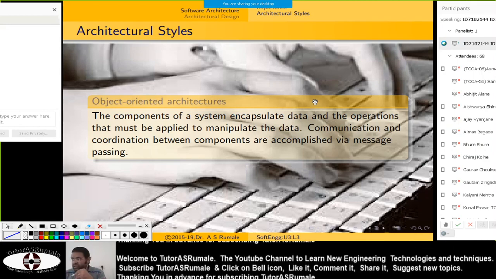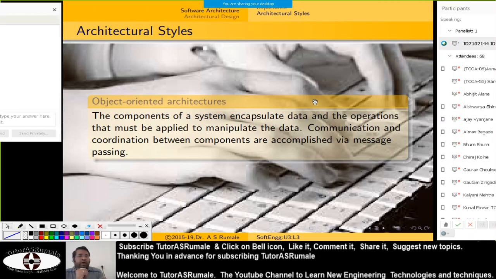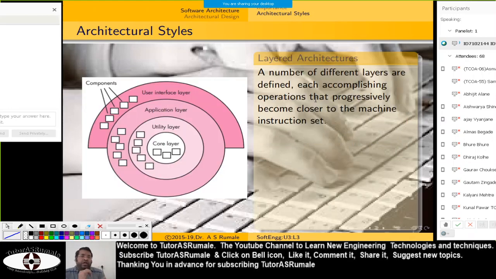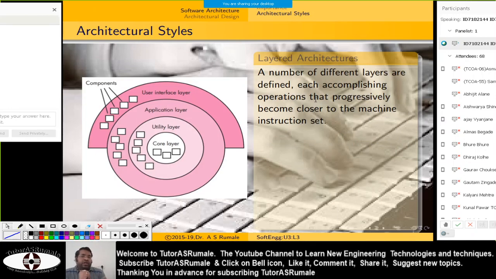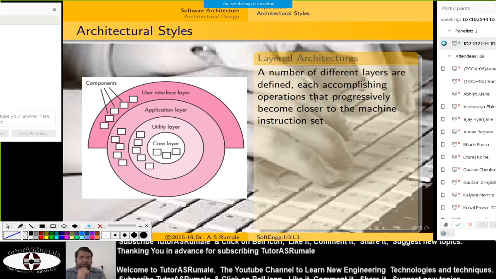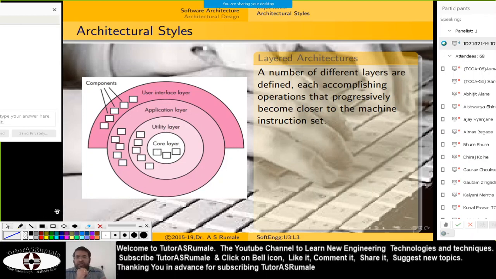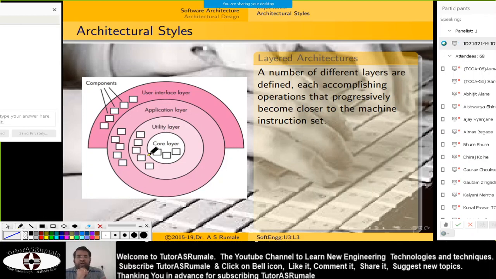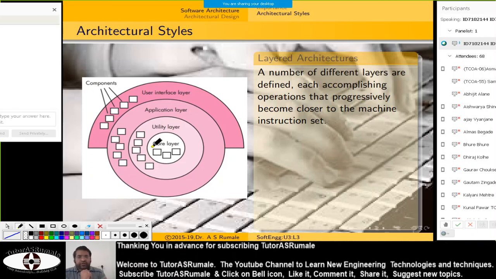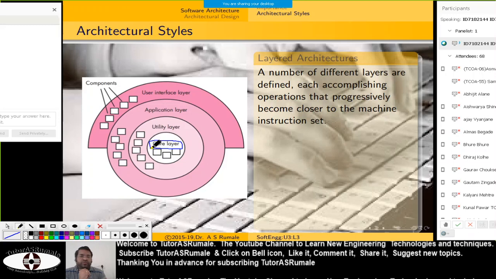We already discussed the object oriented architecture a while before, where classes and everything are. Then you have the layered architecture. The best example of layered architecture is our operating system. This is the hardware layer, which is called the core layer. This core layer is the hardware, or BIOS, basic input output system.